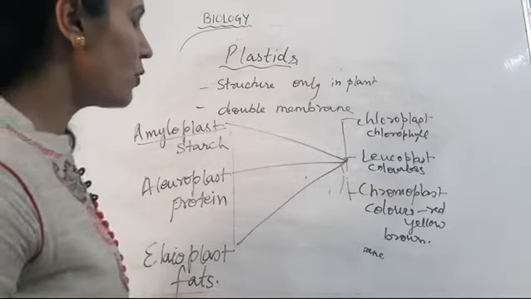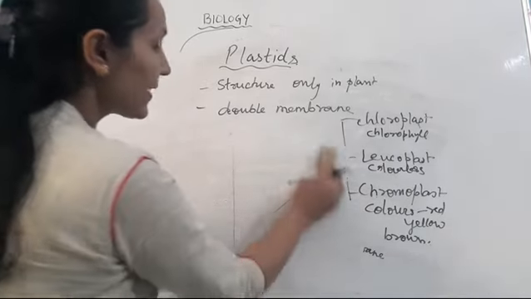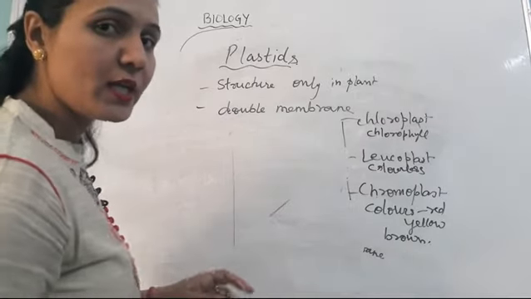And these chromoplasts have different colors. These chromoplasts in plants attract various insects for pollination.